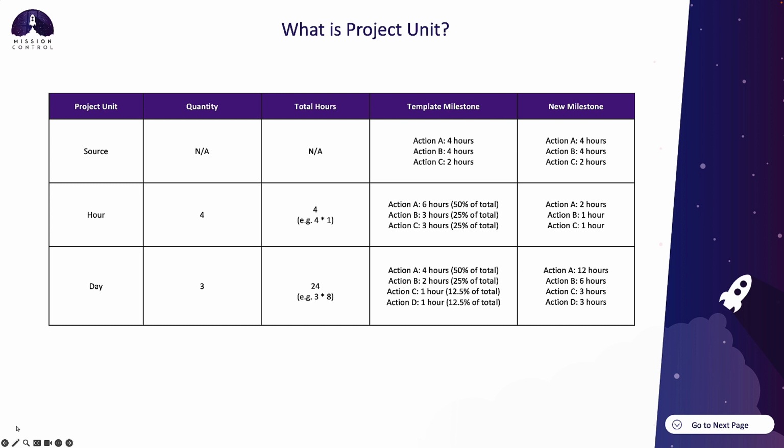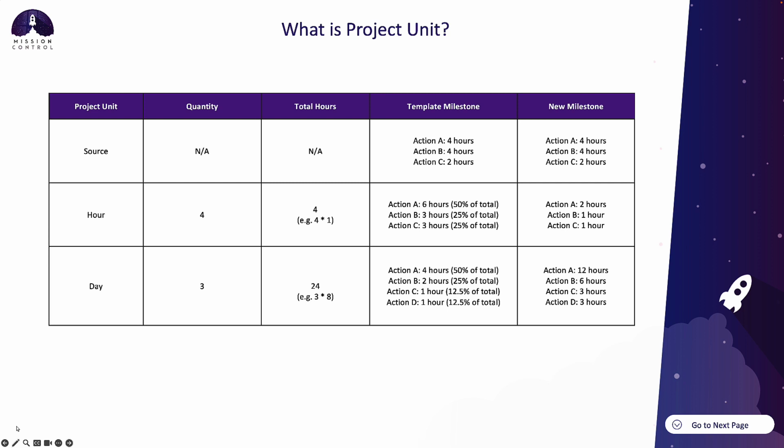Before we jump into the demo, we can talk about the project unit value and how that affects the amount of hours that you'll see on the new milestones that get generated whenever you're using the product-based generation methods. The project unit field is found on the product object as well as the product milestones object, which is a related list found on the product object itself. There are three values for it.